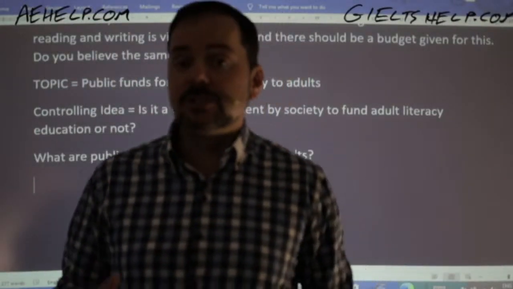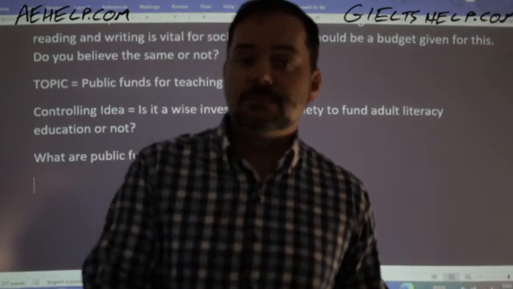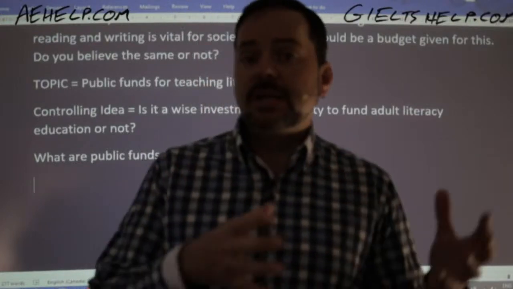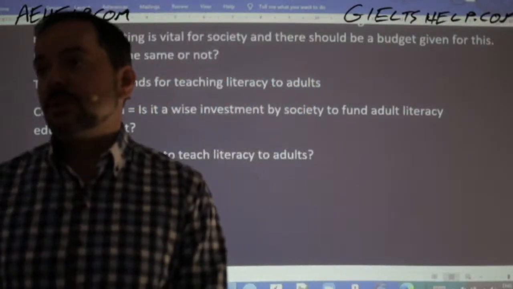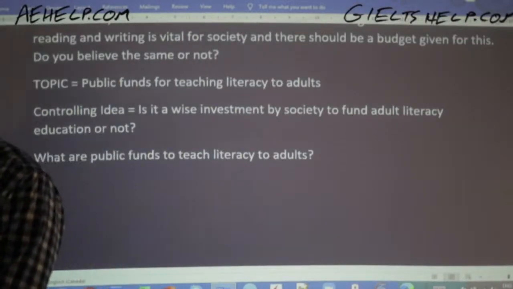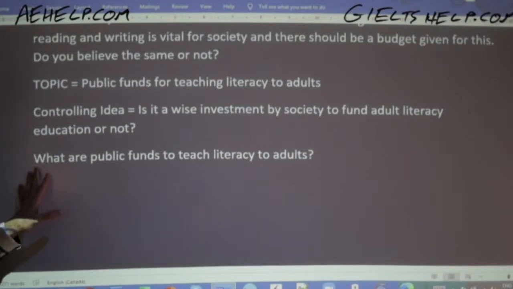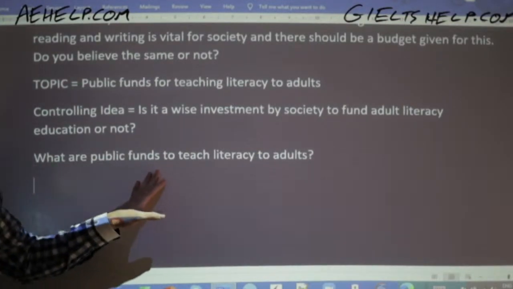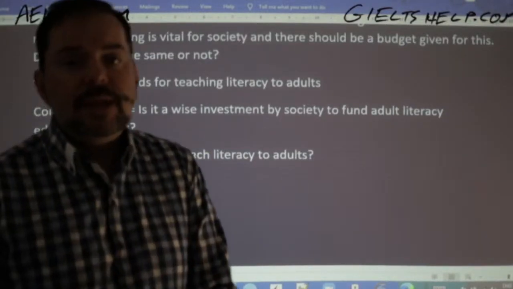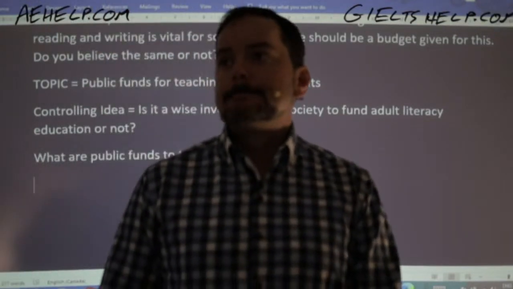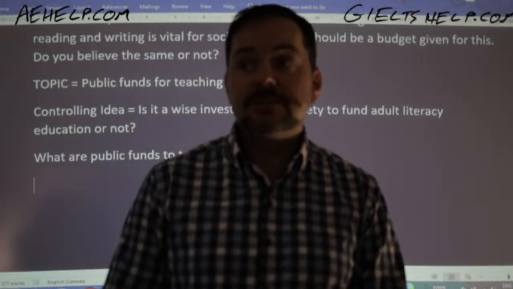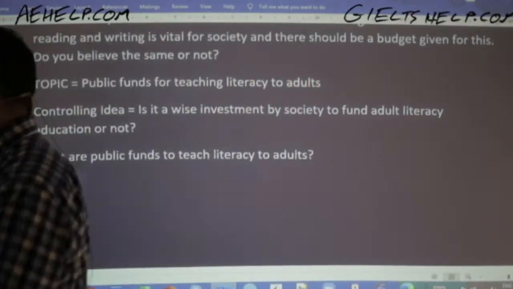Public funds are limited, so we don't have an unlimited supply of public funding. We wish we did, but we don't, so we have to pick and choose what is the best investment of that, okay? All right, so again, the first critical thought here is, what are public funds to teach literacy to adults? Okay, so what would that be? Okay, now I think it was Rajveer who said taxpayer money. That's one. Anything else?